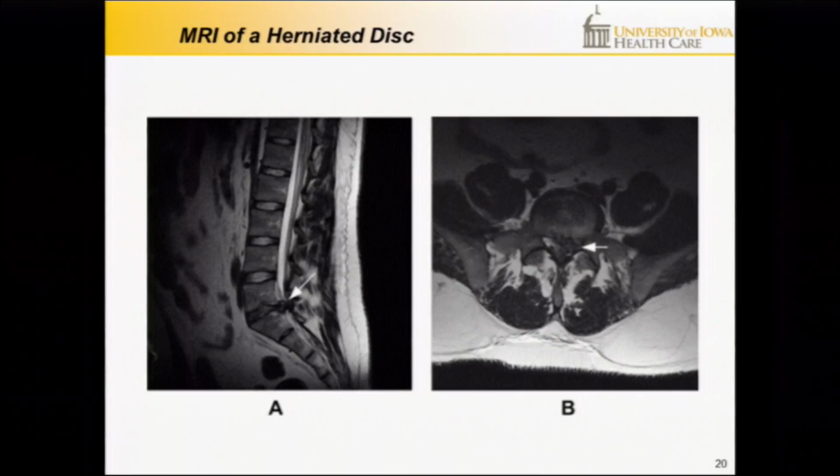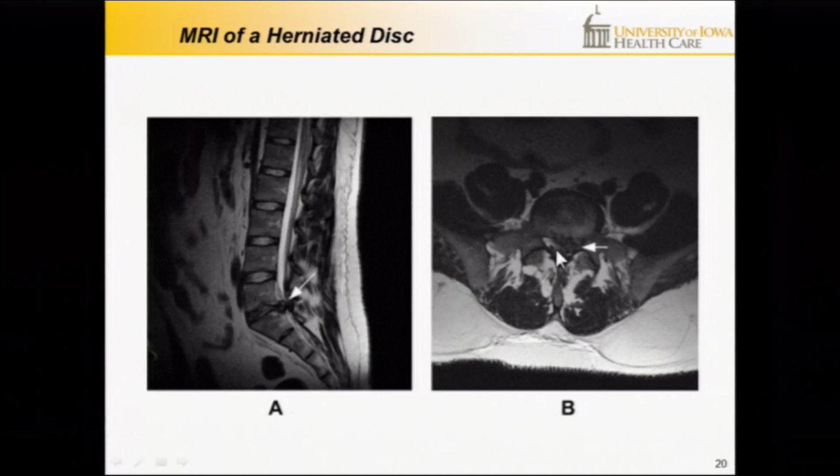So here's an MRI of a herniated disc. Here's a side view, and then here's a cross section of the spine. In the side view, we see arrows to help us out here, but this is a very large ruptured disc between the fifth lumbar vertebrae and the sacrum. So there's a pretty large portion of disc material poking into the spinal canal.